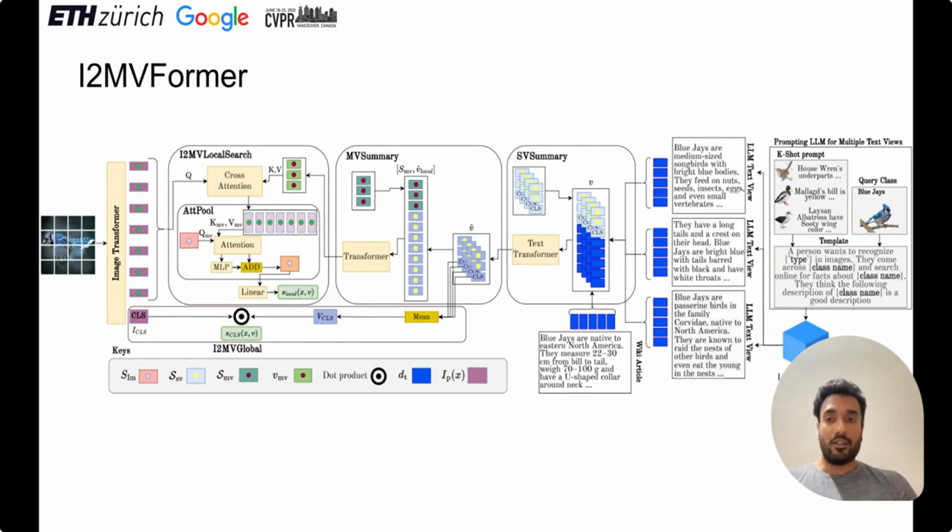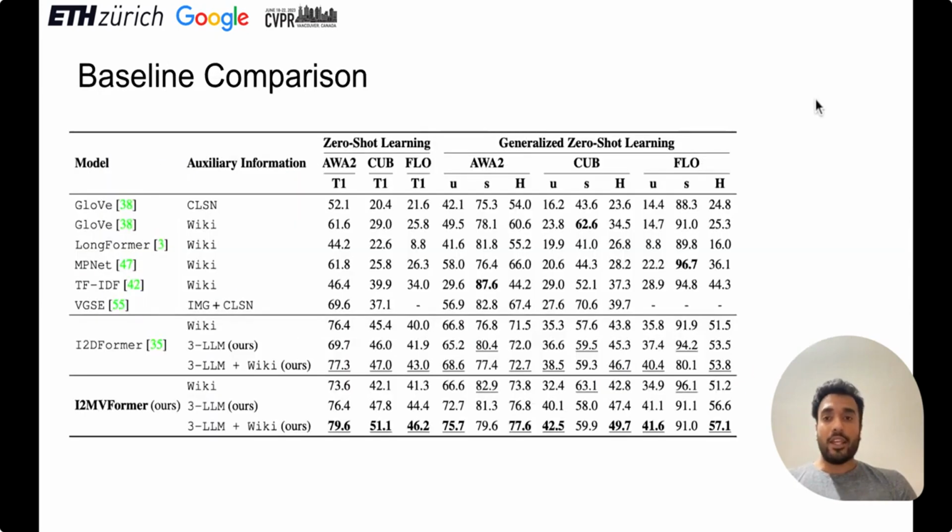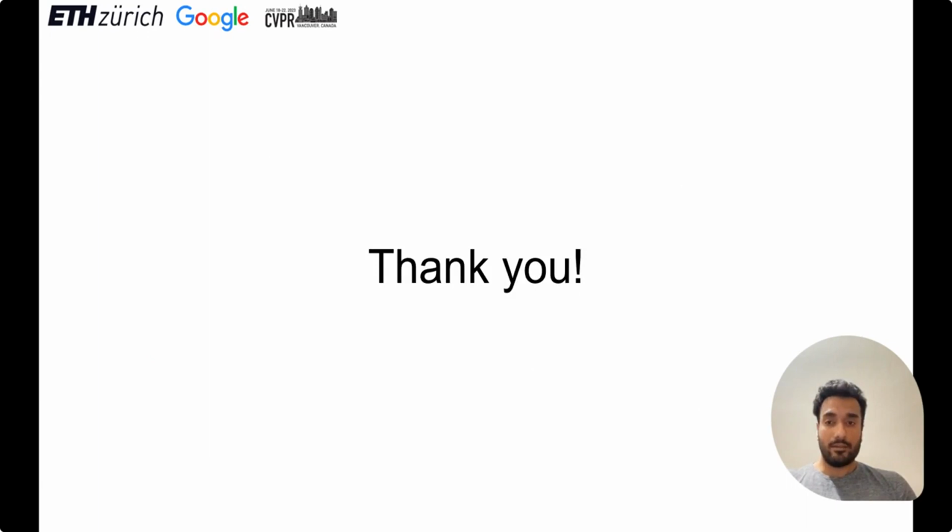We use this with our I2MV Former model. Our model aligns these descriptions globally with our I2MV global module and locally with our I2MV local search module. As we compare the performance of our model with baselines, we see that our model provides significant performance improvements over baselines. Thank you.